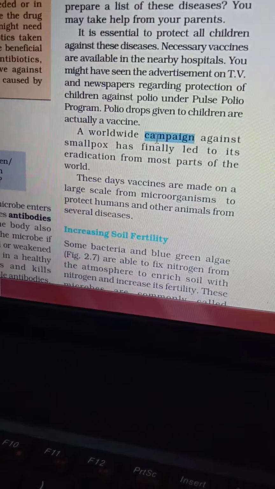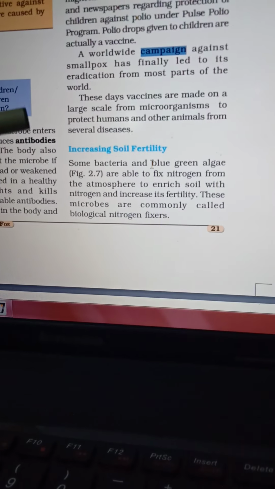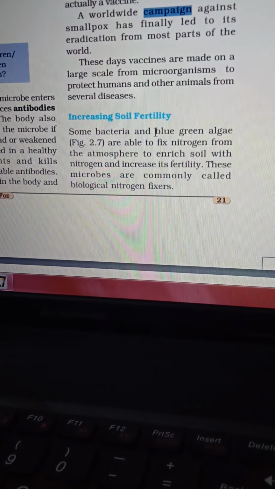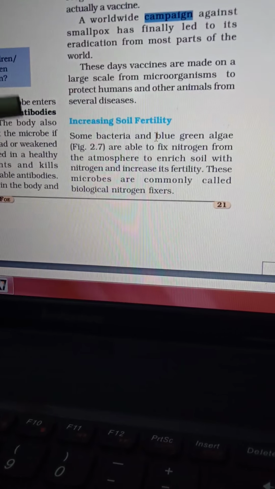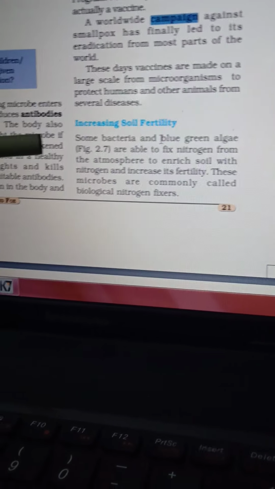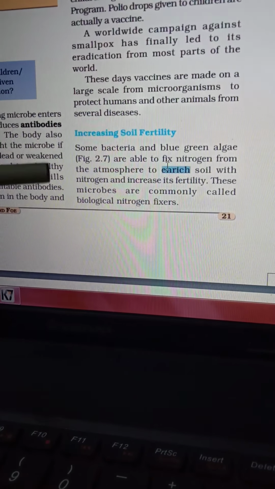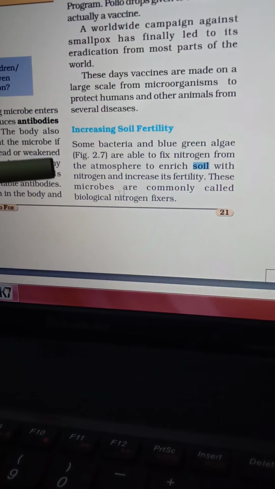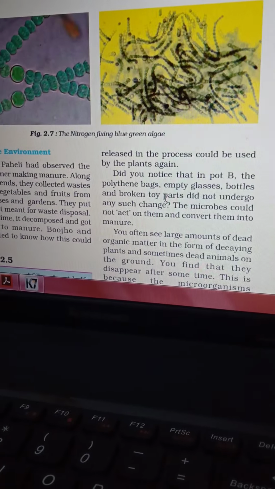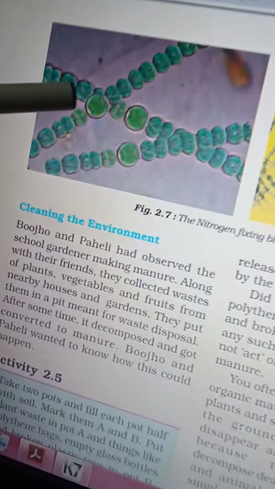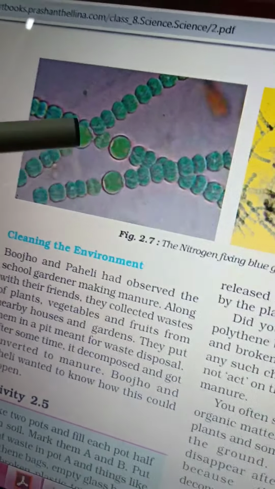Another beneficial role of bacteria is increasing soil fertility. Some bacteria and blue-green algae, commonly known as cyanobacteria, are able to fix nitrogen from the atmosphere to enrich soil with nitrogen and increase the soil fertility. These microorganisms which enrich the soil are commonly known as biological nitrogen fixers. They are able to fix atmospheric nitrogen into the soil, which will be beneficial for the plants. This is one interesting thing, and we can see a number of these, like the nitrogen-fixing blue-green Nostoc and other blue-green cyanobacteria, algae. They can fix atmospheric nitrogen in the soil.